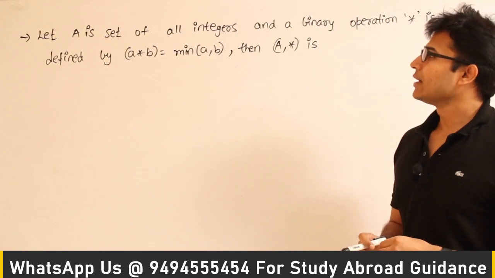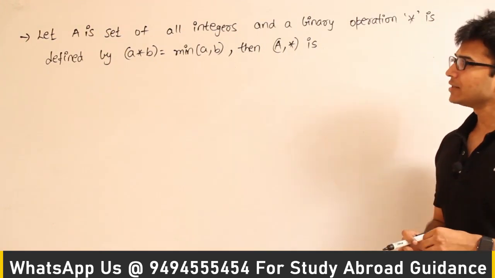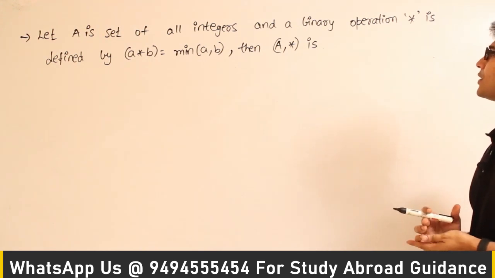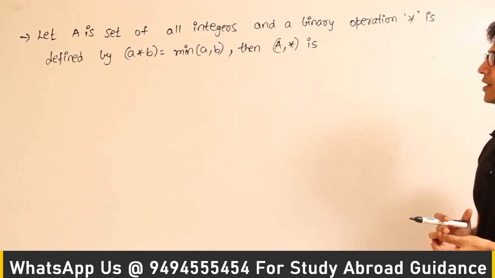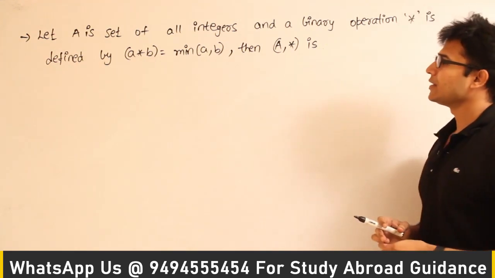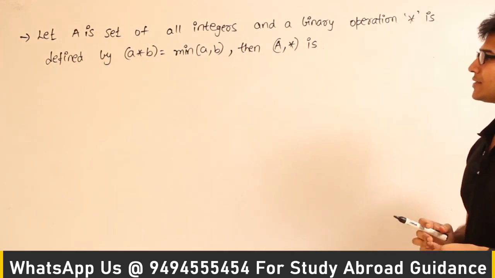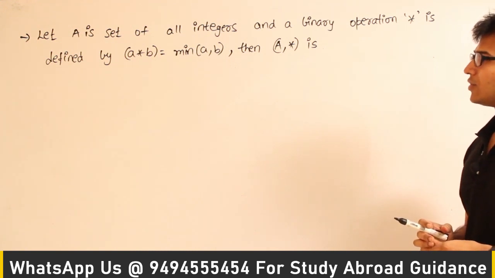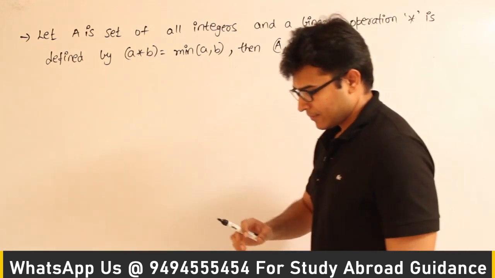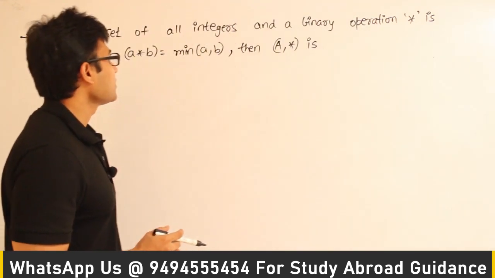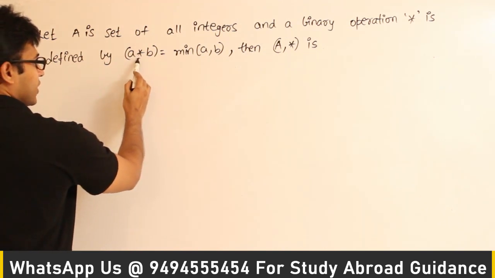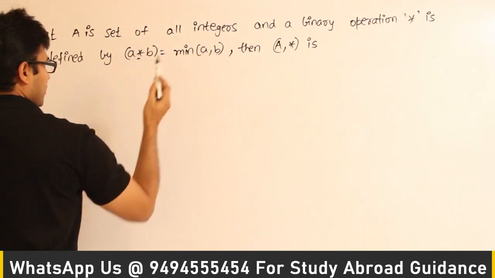See this one. Let capital A be the set of all integers, which means they are talking about the integer set, and a binary operation star is defined by A star B is the minimum of A comma B. Then (A, star) is... So they are saying that if you have such a set, let us say capital A is the set of all integers, and now the operation is defined as finding the minimum between two elements.